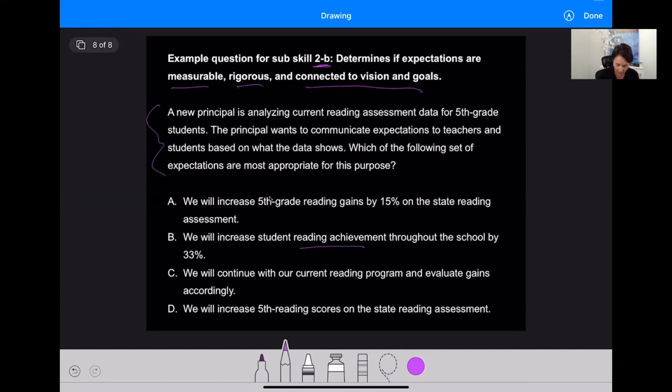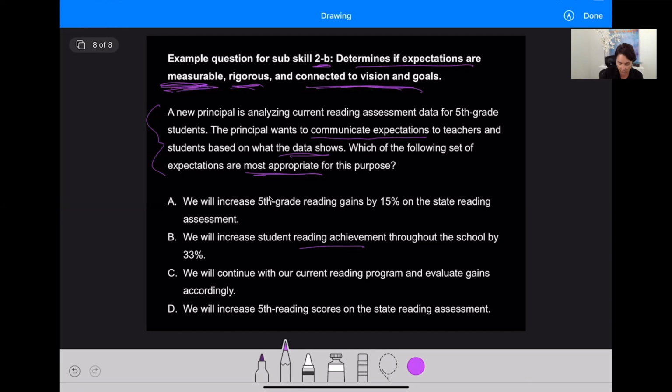A new principal is analyzing current reading assessment data for 5th grade students. The principal wants to communicate expectations to teachers and students based on what the data shows. Which of the following set of expectations are most appropriate for this purpose? All right, so we are trying to communicate expectations. When we communicate expectations, we want to be very specific, and look it up here in determining if the expectations are measurable, rigorous, and connected to the vision and goals.